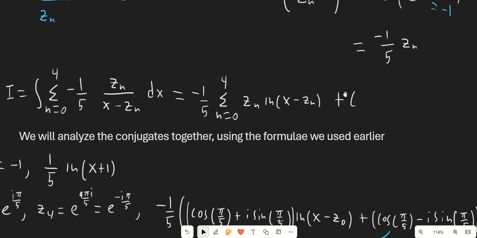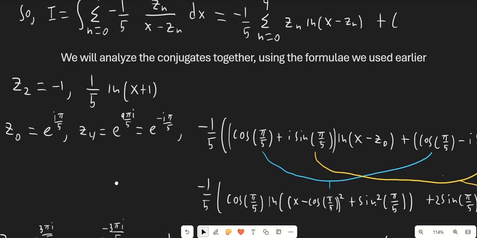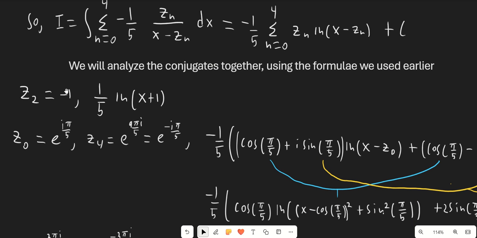So we're going to analyze the conjugates together. We're going to first look at z0 and z4, then we're going to look at z1 and z3, and then we'll do z2 first. See, z2 is negative 1, so our integral term is just going to be 1 over 5 times natural log of x plus 1. And so that's all we need to do for that one.